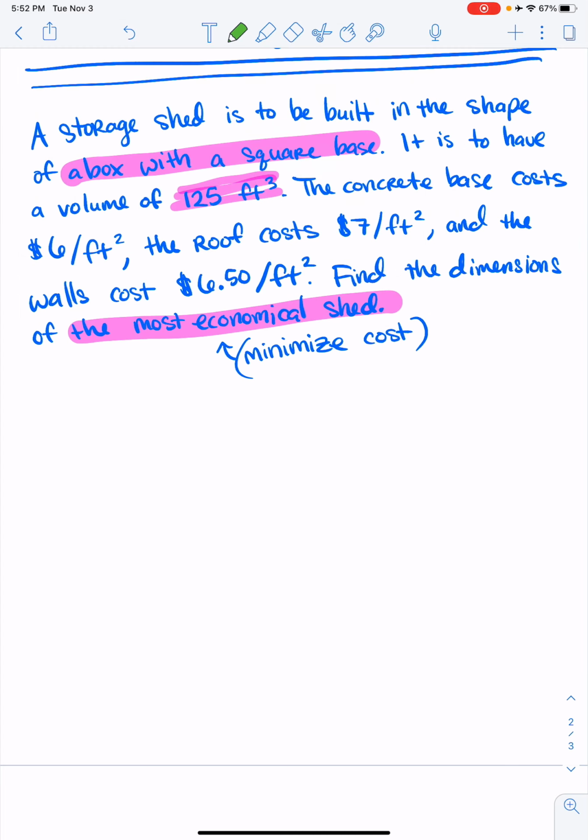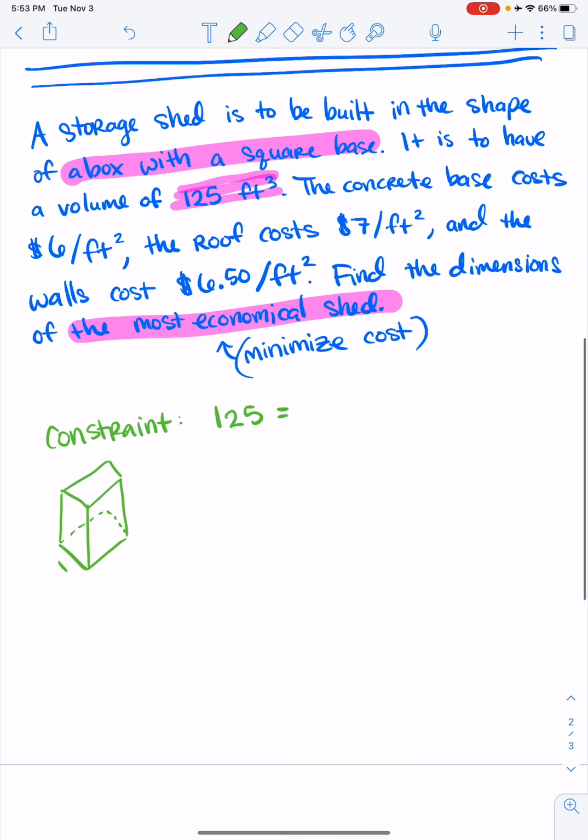Okay. So first, let's start with our constraint. Notice I always start by finding the constraint. 125 equals, well, maybe a picture is also helpful. There's my square base. Got some walls. We're just assuming a flat roof, so we know it's a square base, so we can again do x and y. So our constraint is x squared y is 125 cubic feet.